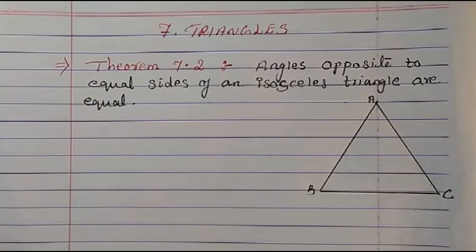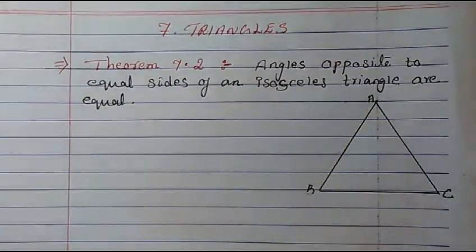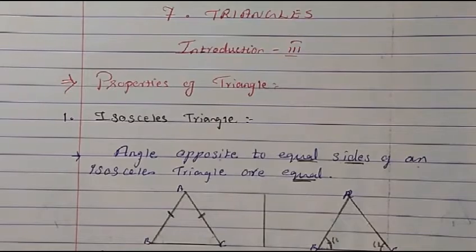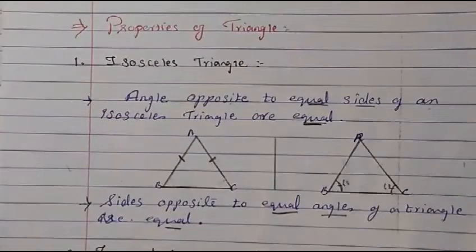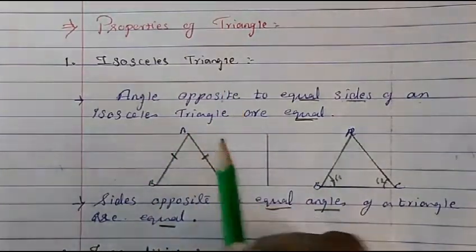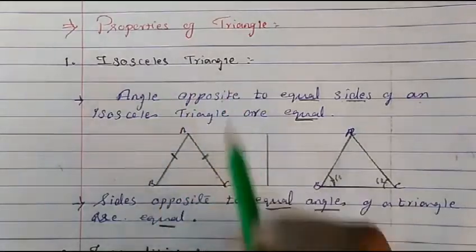Today we are going to study chapter 7 triangles, theorem 7.2. Before that, let's see in the introduction part 3, when we studied about the properties of the triangle, I told you in an isosceles triangle, meaning is what? Any two sides will be equal. So that triangle we call it isosceles triangle.